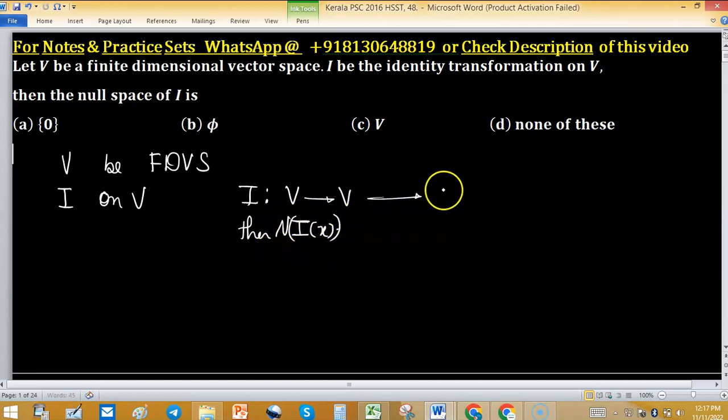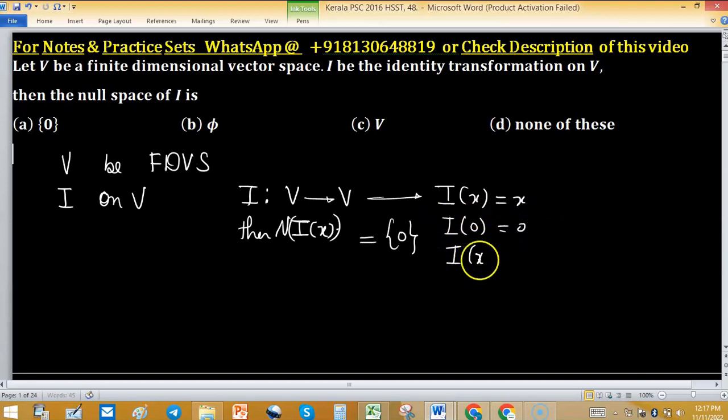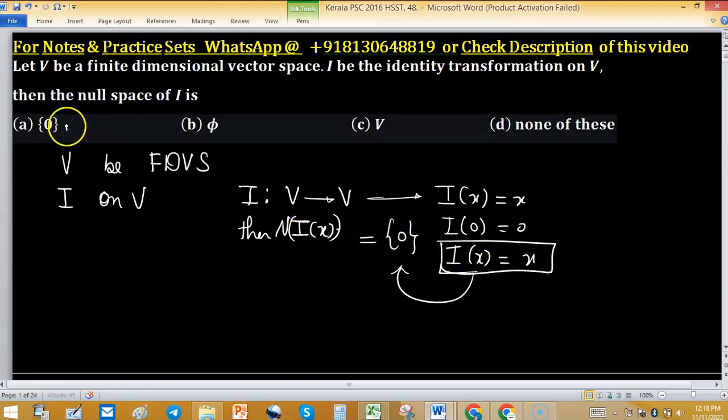So identity transformation we can define I(x) equals x, and the null space of I equals only the 0 element. Because the identity transformation sends 0 to 0 and other elements to x. So there is only one element which goes to 0, that's why the null space contains only 0. Option A is correct.